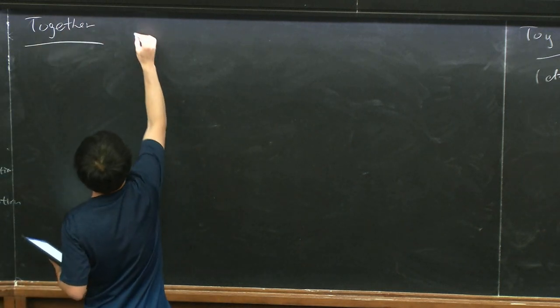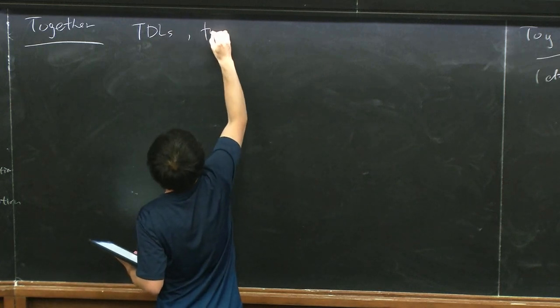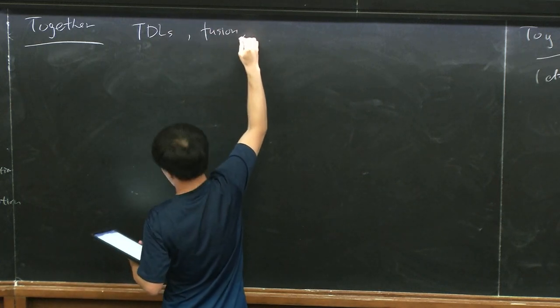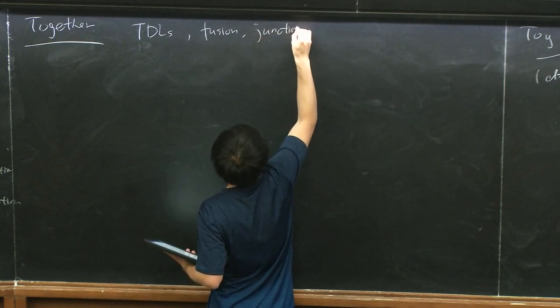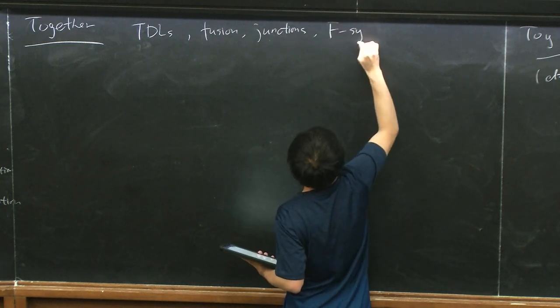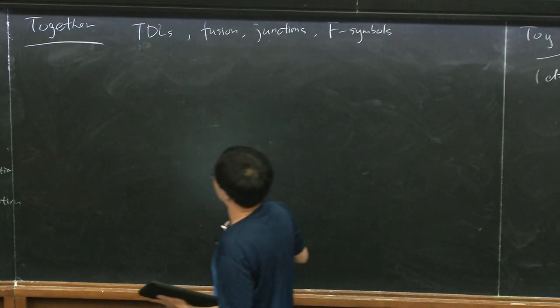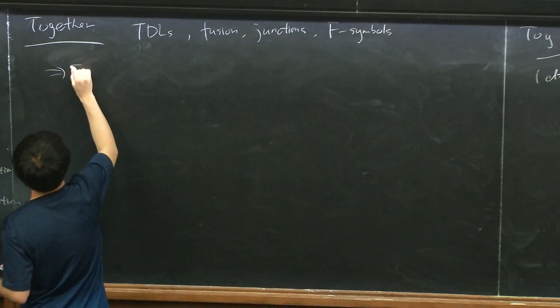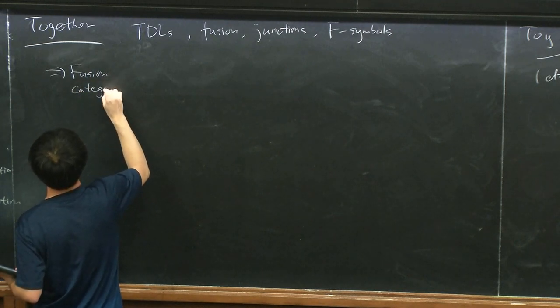Together, so that I was saying, the topological defect lines, their fusion, junctions, so these are individual building blocks for this underlying structure, and F symbols, they lead to the fusion category. The structure of a fusion category.